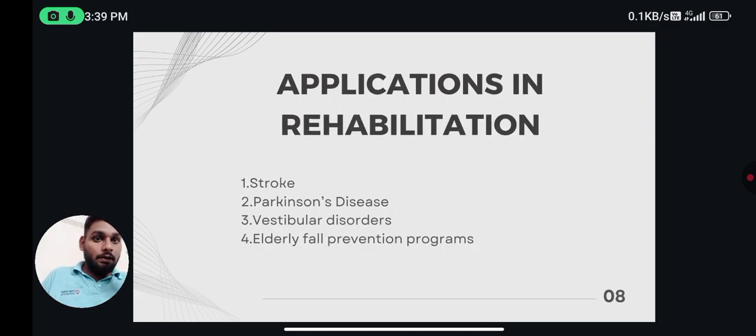Application in rehabilitation: how we can apply the equilibrium test in the physiotherapy field. We can use the equilibrium test in these patients. First is the stroke patient, then Parkinson's disease. Patients suffering from Parkinson's disease mainly have coordination and balance impairment. Also vestibular disorder patients and elderly fall prevention programs. In all these types of patients we have to do the equilibrium test.